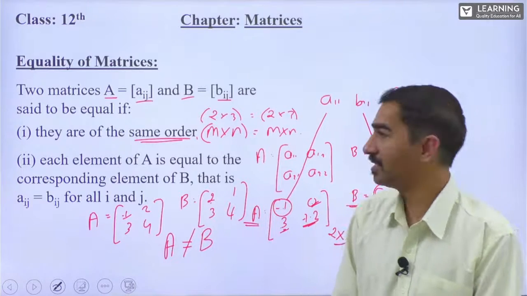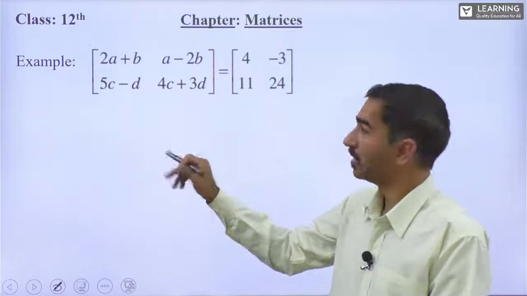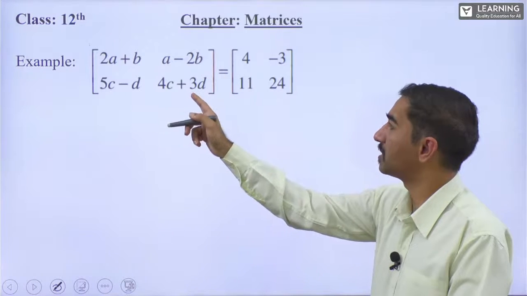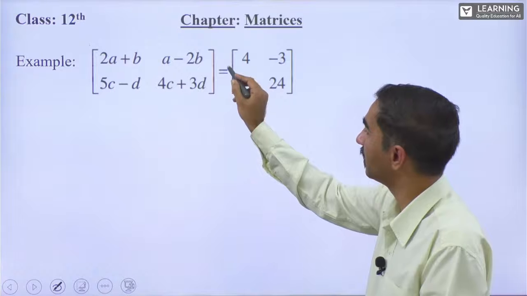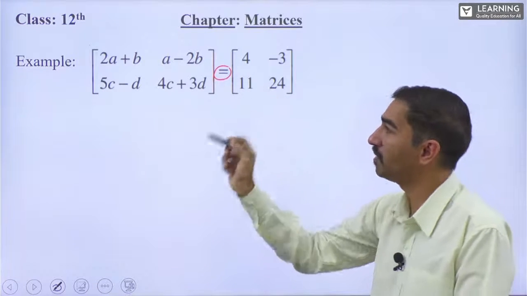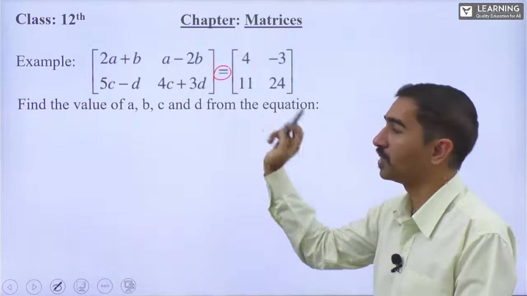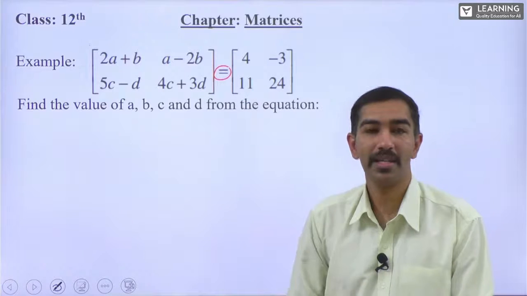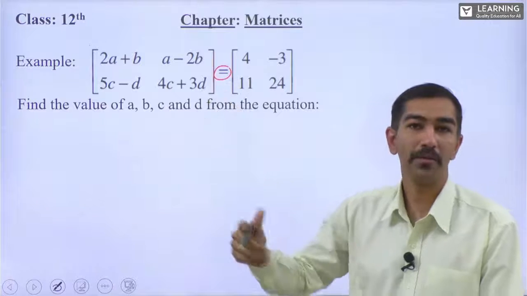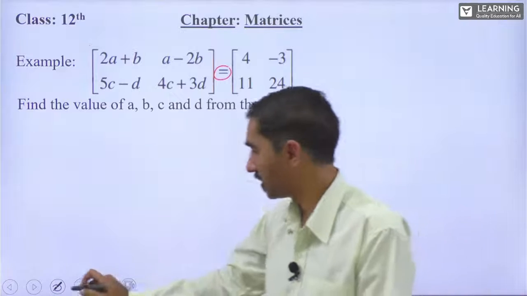So one small example on this. Equality of matrices. So this is the example from NCERT only. So 2A+B, A-2B, 5C-D, 4C+3D is equal to. So they are telling in the question, this matrix is equal to this matrix. So what should we find here? Here we have to find the value of A, B, C, D from the equation. So from this equation we have to find out what is A, B, C and D. So whenever the 2 matrices are equal, what we can do is we can equate the corresponding elements of both the matrices. So here we'll start doing this.